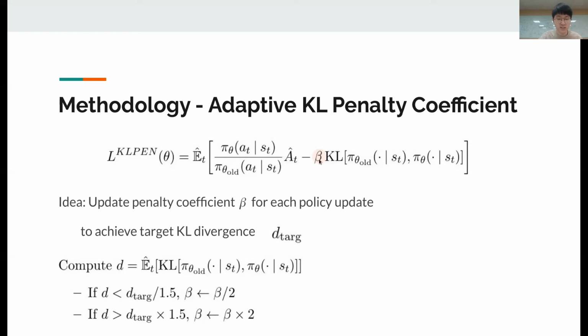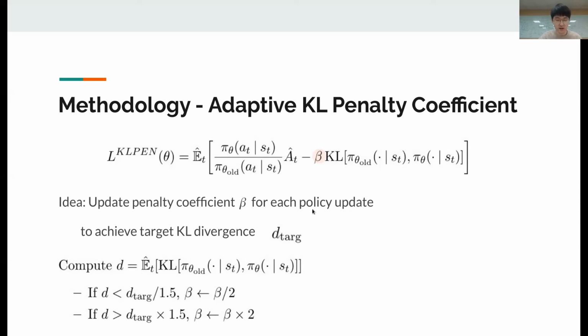As we have a large beta value, the KL penalty's influence on the loss function gets large. We are trying to maximize this loss, and the loss gets large when KL is small. Therefore, a large beta value leads to small KL and vice versa. So when KL gets too large, we will make the beta value large, and vice versa.